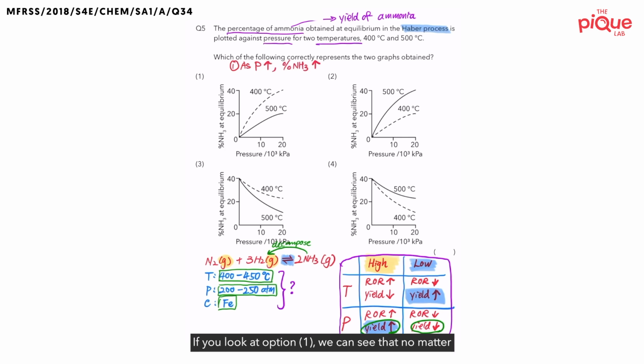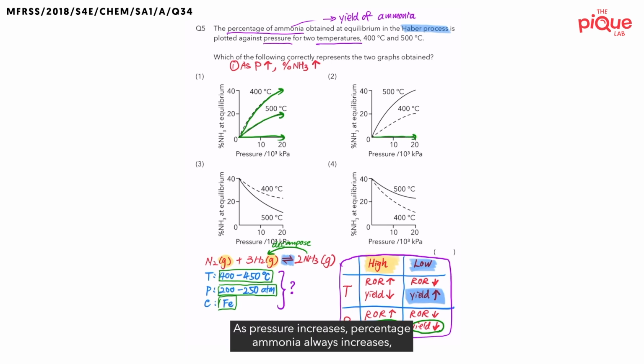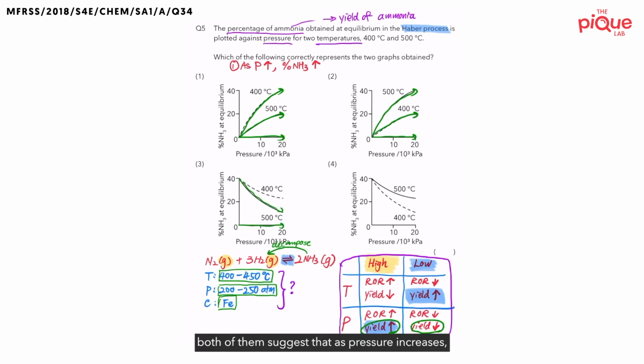If you look at option 1, we can see that no matter at 400 degrees Celsius or 500 degrees Celsius, the graph always shows an increasing trend with pressure. The same goes with option 2. As pressure increases, percentage ammonia always increases. Whereas for options 3 and 4, both of them suggest that as pressure increases, percentage of ammonia decreases. Hence, we can eliminate options 3 and 4.